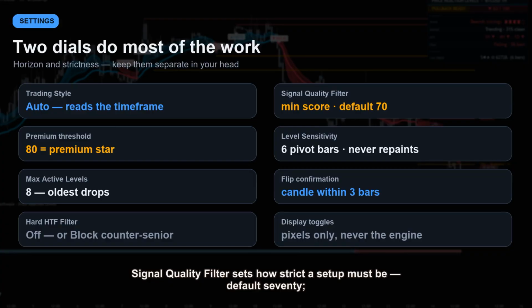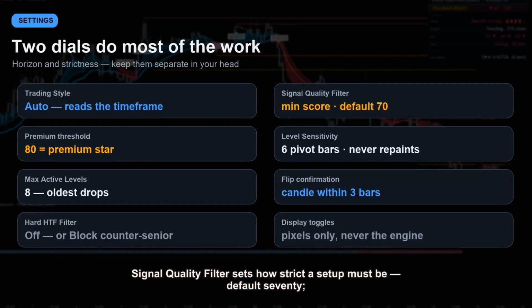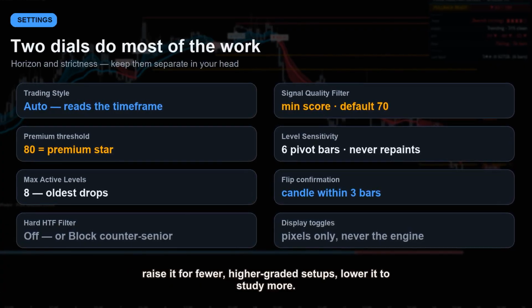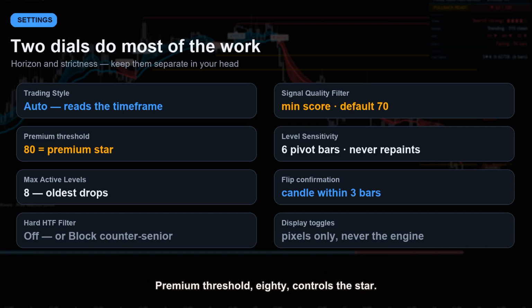Signal quality filter sets how strict a setup must be. Default 70. Raise it for fewer, higher graded setups. Lower it to study more. Premium threshold, 80, controls the star.